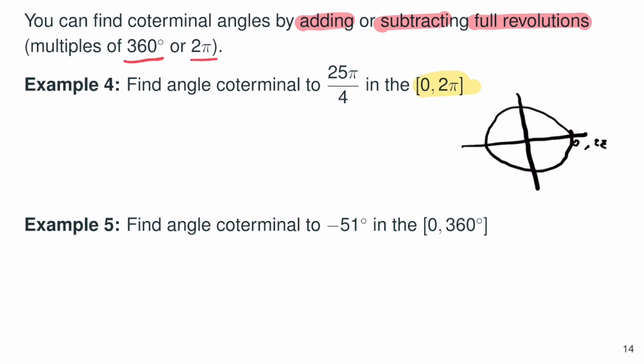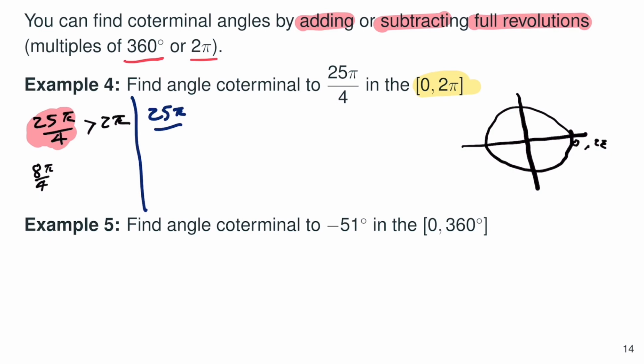Well, first we need to recognize that 25 pi over 4 is bigger than 2 pi. Because if I use the common denominator of 4, 2 pi will be 8 pi over 4, right? Well, 8 pi is smaller than 25 pi. So this means that this angle right here contains more than one full revolution. So we start subtracting, we start showing work here: 25 pi over 4.